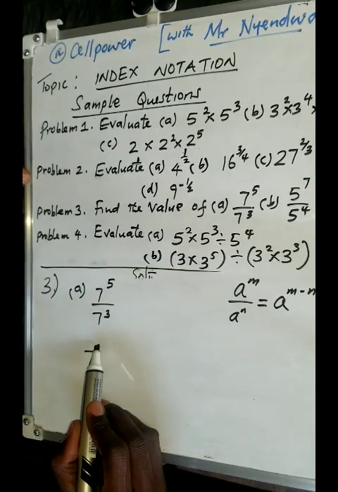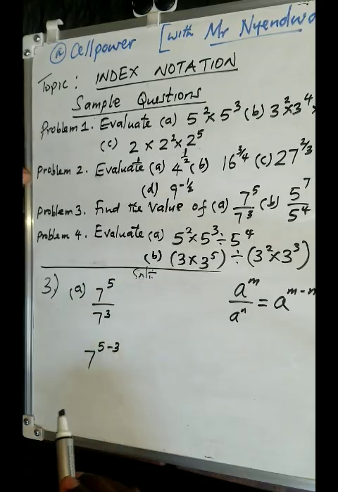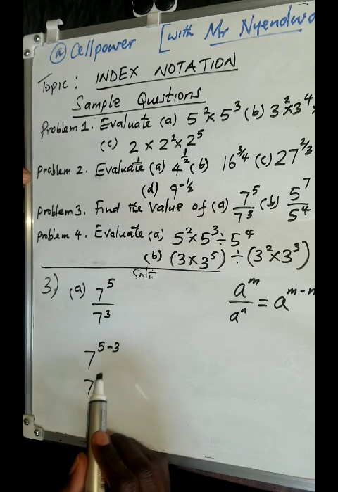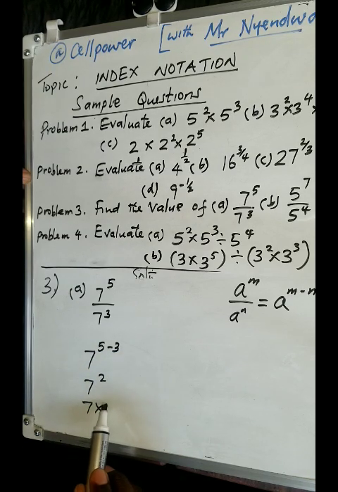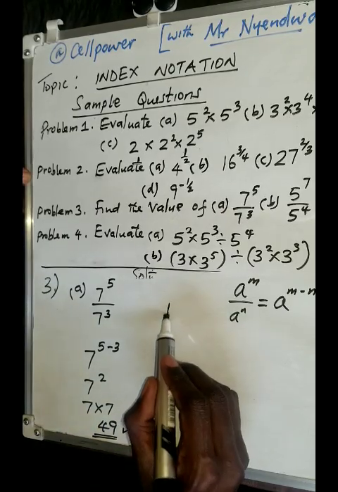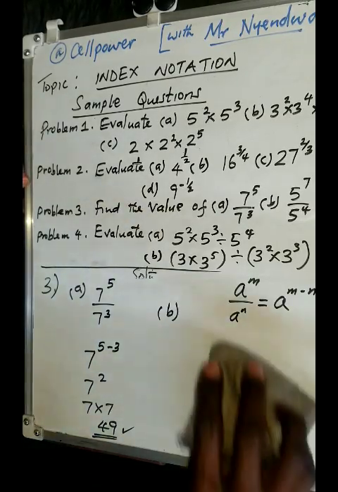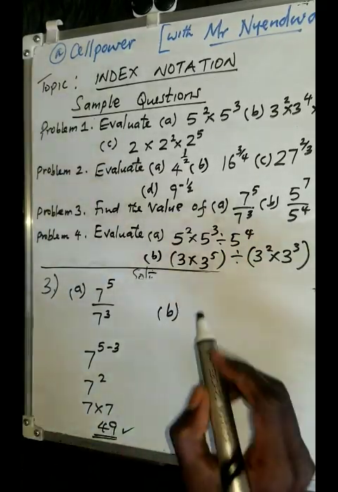So it will be 7, it will be 5 minus 3. And what is 5 minus 3? It's a 2 there. And 7 raised to the power 2 means 7 times 7, which is going to give you 49. So 49 is the final answer that we are getting there. All right. The same thing applies there.